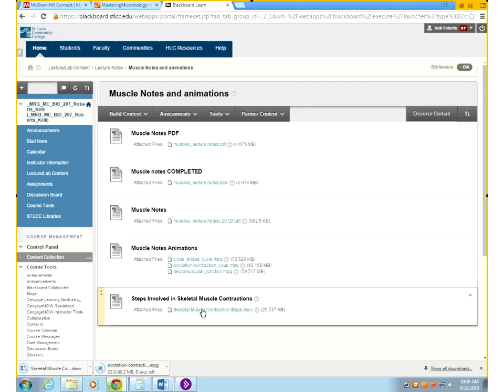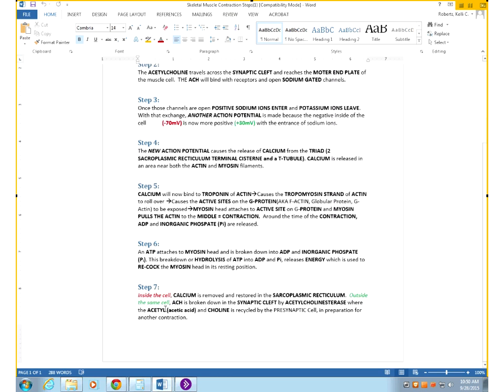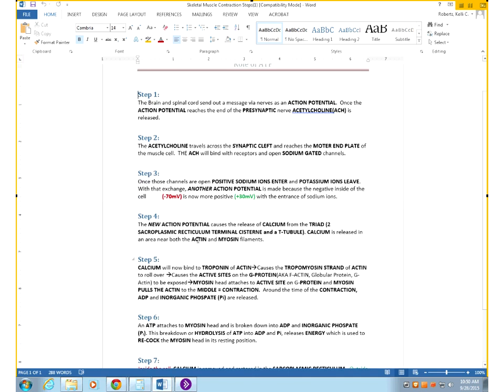Also, I have the steps, because you can probably best believe that the steps involved in skeletal muscle contraction are going to be a short answer question on your next exam. Your book separates them down into about 5 steps. I have a different way that I've separated them down. Remember, I don't care how many steps you use, as long as you talk about all of these portions of it. We haven't gone over everything yet.